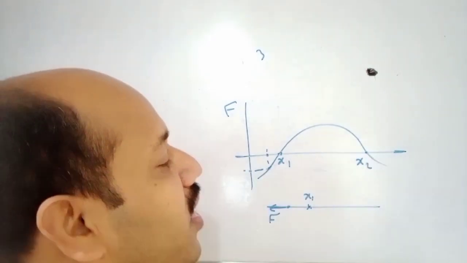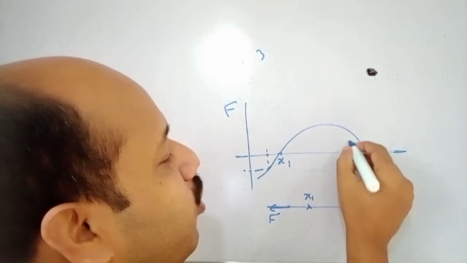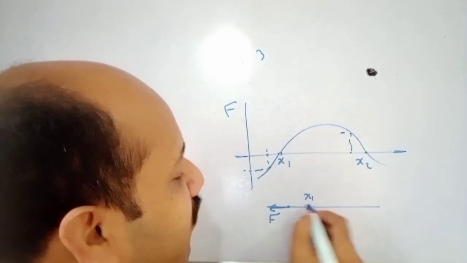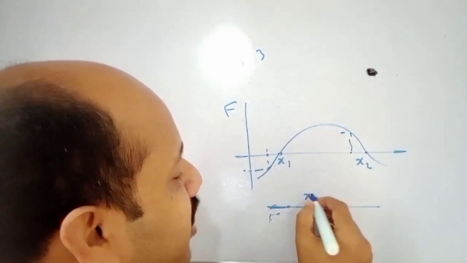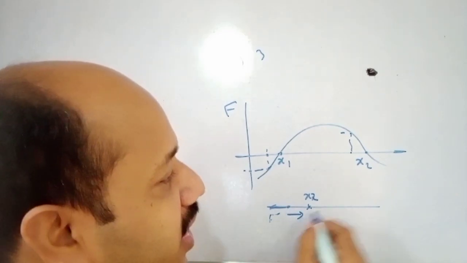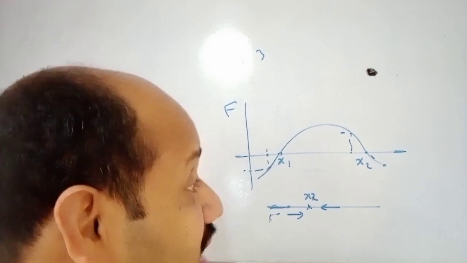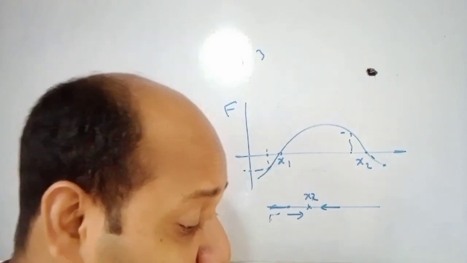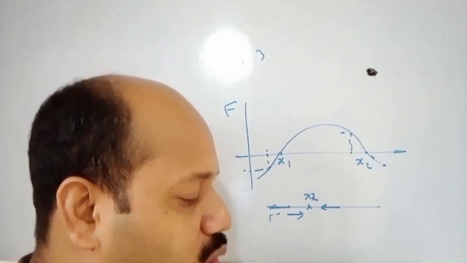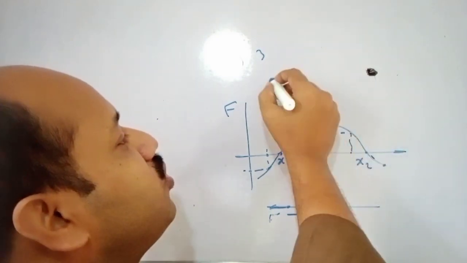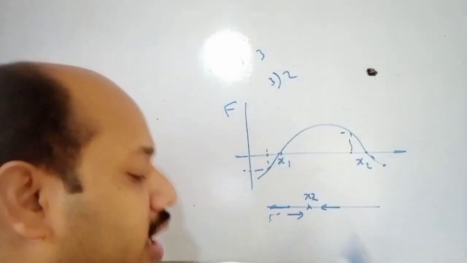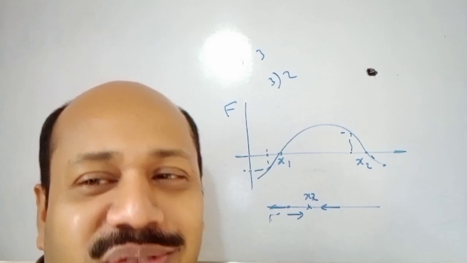Look at x2. On the left of x2, the force is positive, that means towards this way. On the right, the force is negative, which means the force is towards left. Then that is stable equilibrium. x2 is the position of stable equilibrium. Therefore, the choice is the third one. The answer is 2. Look, 2, 3, 3, 2, the answers. Right, fourth question.